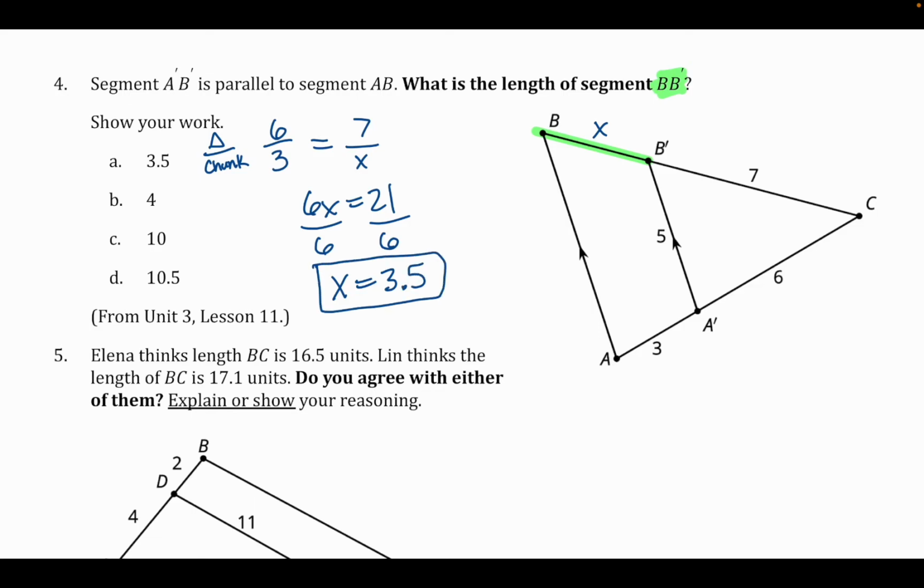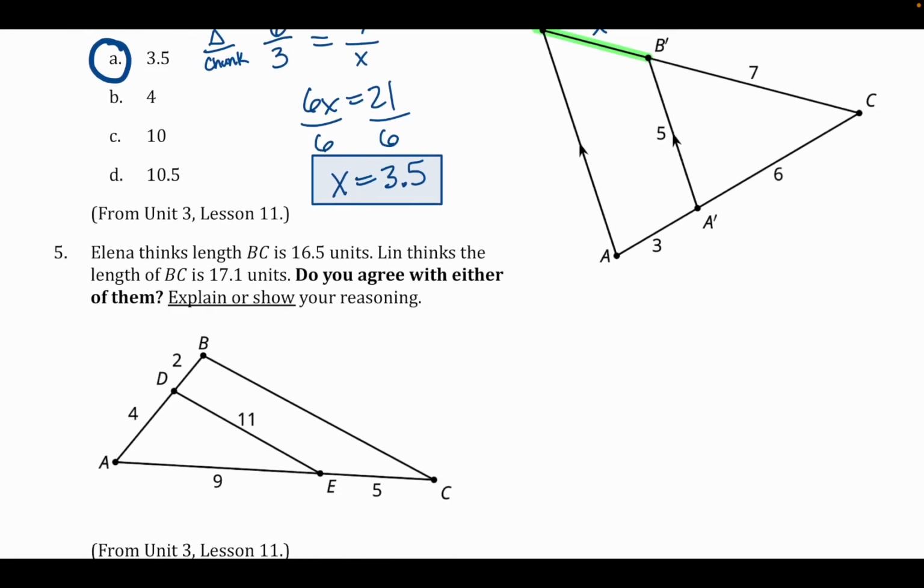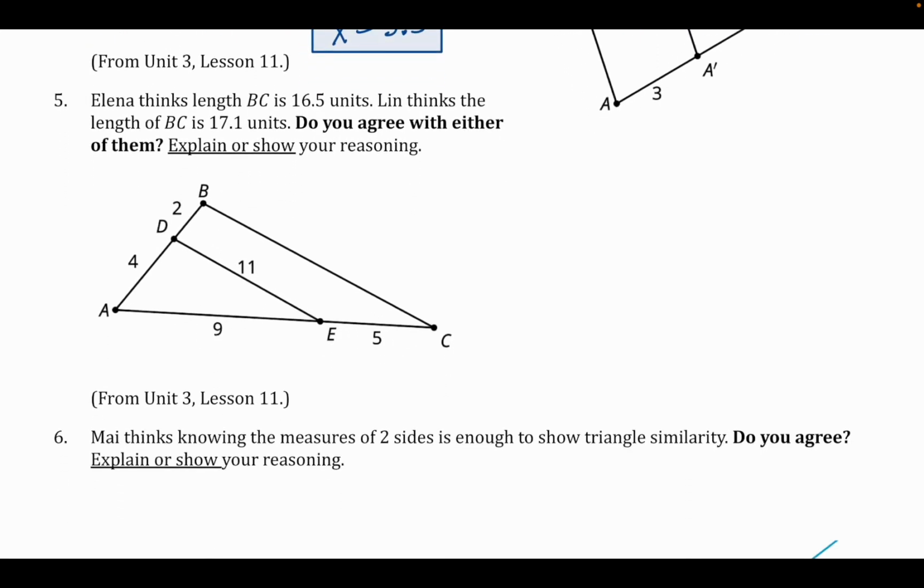I believe this was a question on the homework from the other day as well, but that is 3.5, so actually your answer here is A. That brings us down to question 5. Elena thinks that BC, or the length of BC, is 16.5 units, and Lynn thinks it is 17.1. Do you agree with either of them? Explain or show your reasoning.